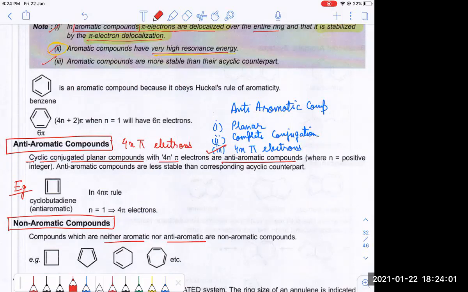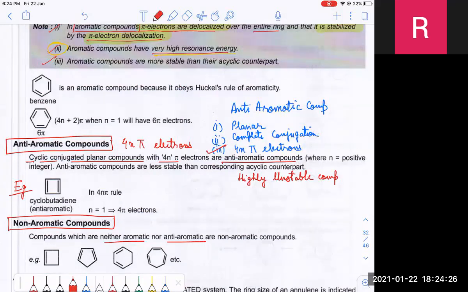And let me tell you something very, very famous about anti-aromatic compounds. These are highly unstable compounds. Anti-aromatic compounds are highly unstable compounds. Okay, just write it down.